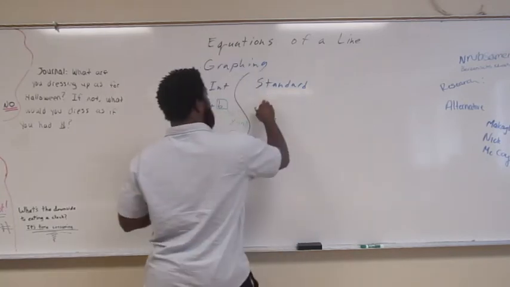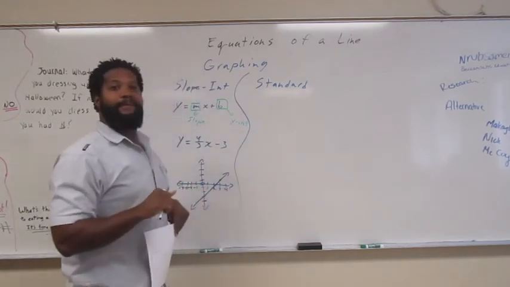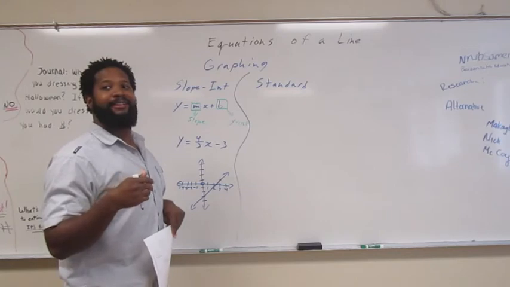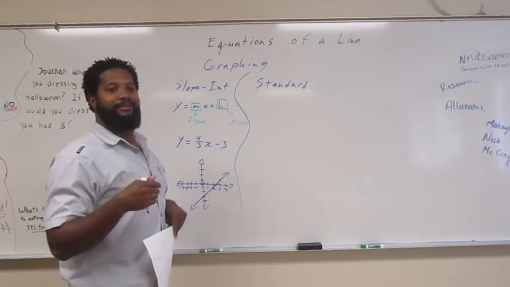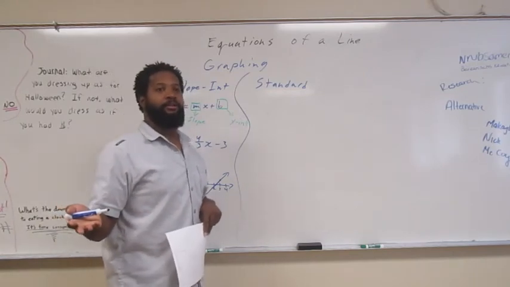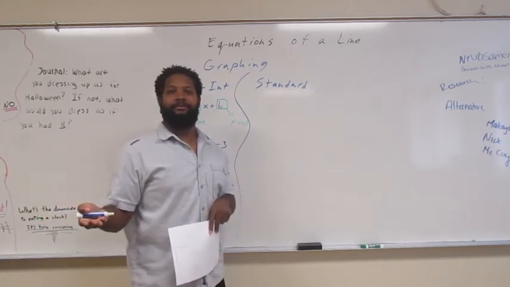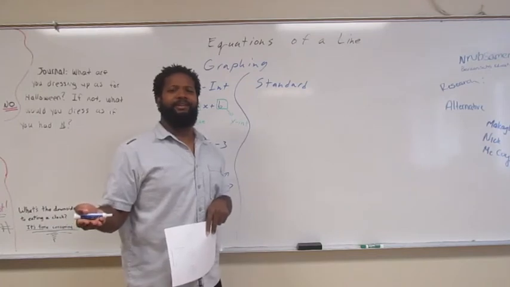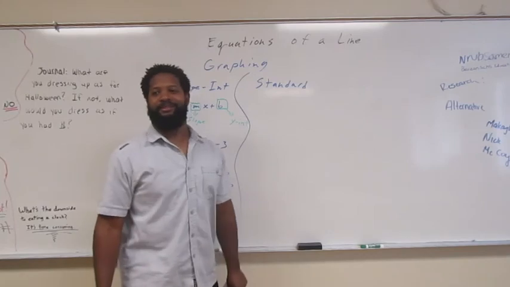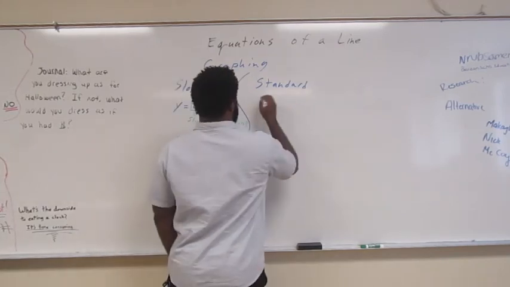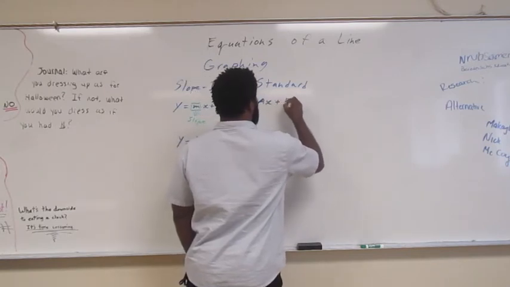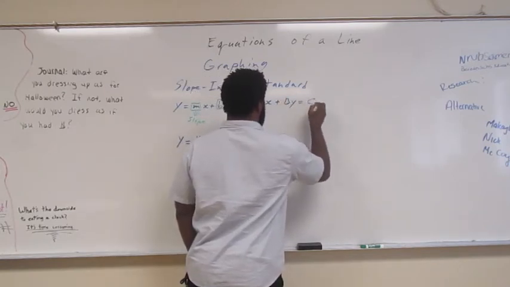okay, so with standard form, what is our formula for the standard form? What is the formula for standard form? Anybody? It's in your notes from last week. Golly, y'all killing me. AX plus BY is equal to C.